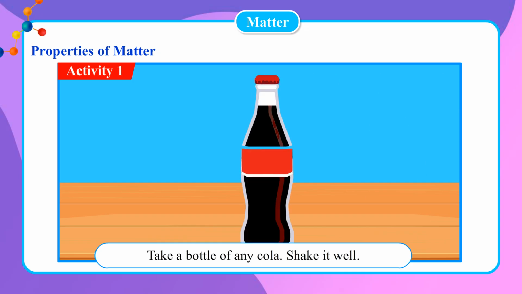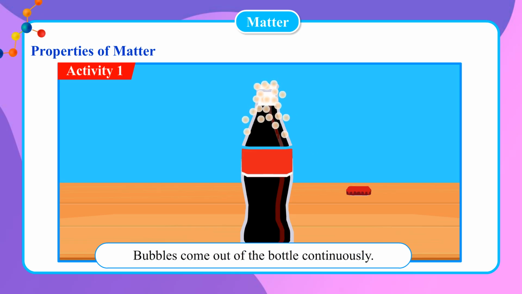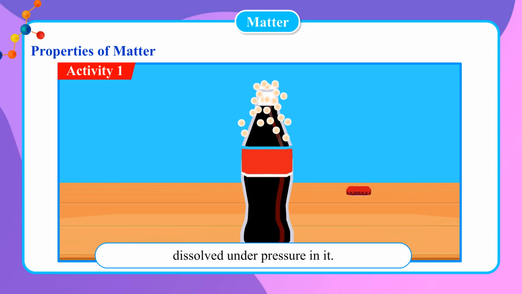Activity 1. Take a bottle of any cola. Shake it well. Now open the cap. Bubbles come out of the bottle continuously. These bubbles are nothing but carbon dioxide gas dissolved under pressure in it. When the cap opens, the carbon dioxide gas comes out quickly in the form of bubbles. It proves that carbon dioxide is dissolved in the liquid.